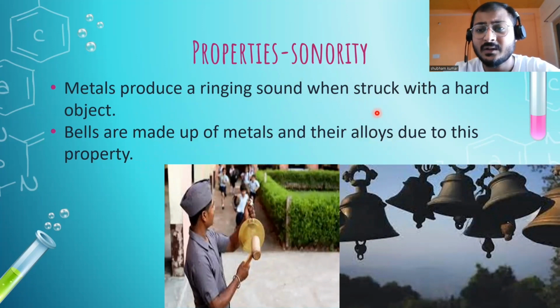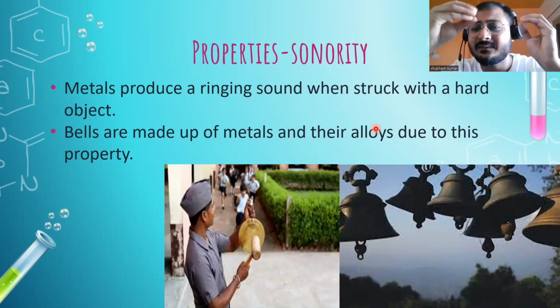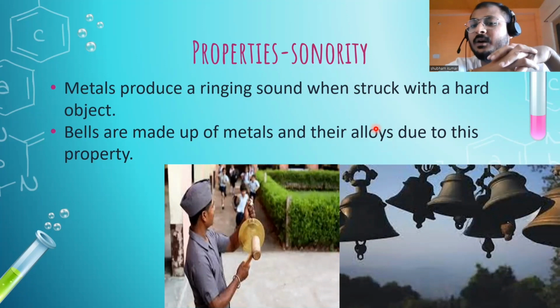Now if you're confused about what the term alloy means, an alloy is a mixture of metals. If we want two or more properties which are there in different metals, what do we do? We melt them down and we mix them together. Then we get an alloy.